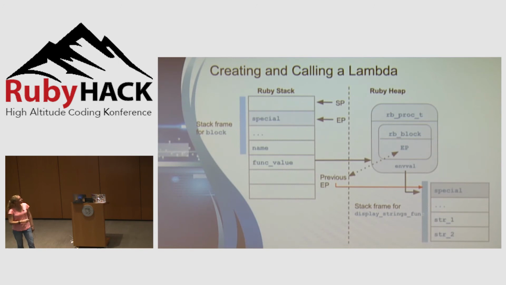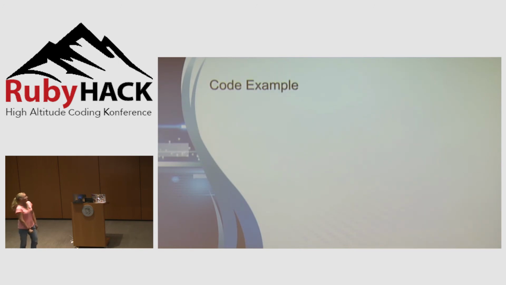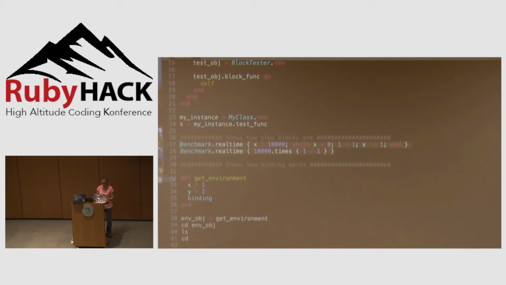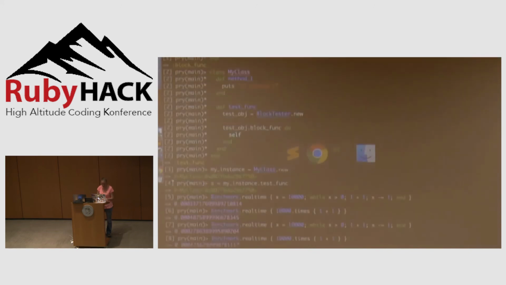Right, so you remember that I mentioned there's a wrapper object around this copy of the stack frame. Turns out we've got access to this wrapper object via the binding class. And so I can show you how to get access to that with a simple method over here.